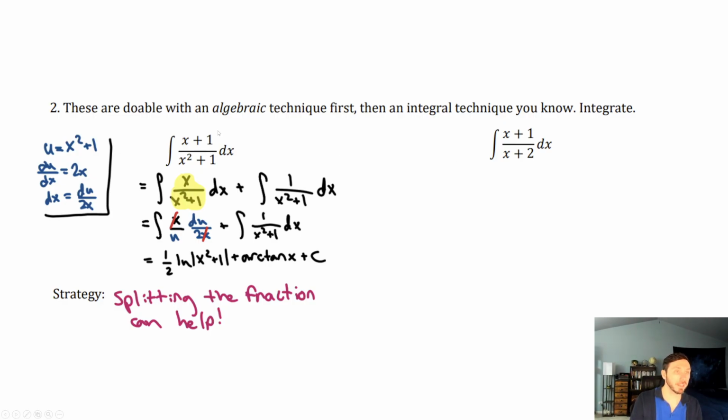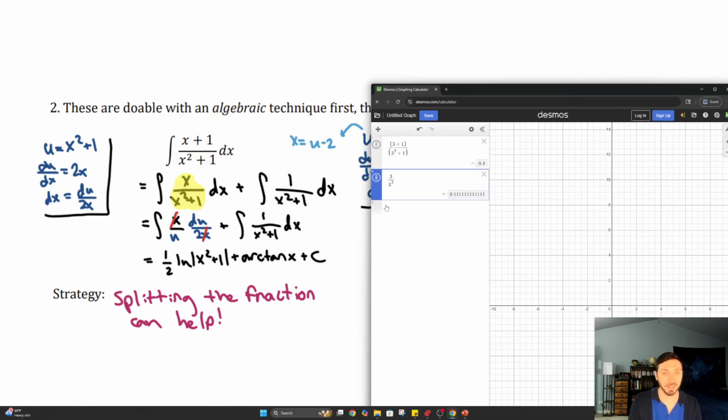So you can actually rewrite x plus 1 over x squared plus 1 as x over x squared plus 1, and then 1 over x squared plus 1. If you're not convinced, I can show you. I know the true answer to this is 0.4, right? So I'll do 3 over 3 squared plus 1, and then b, which is 1 over 3 squared plus 1. If you add a plus b, you end up getting that 0.4 value.